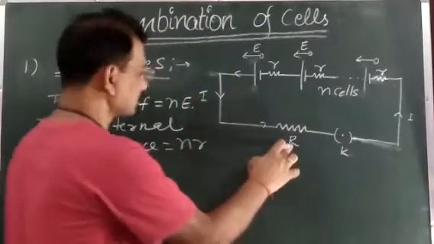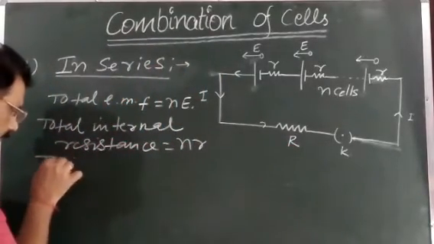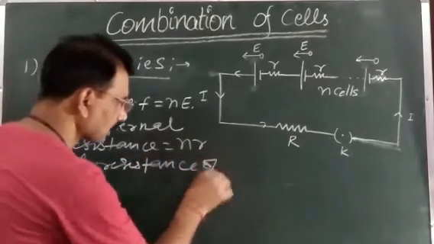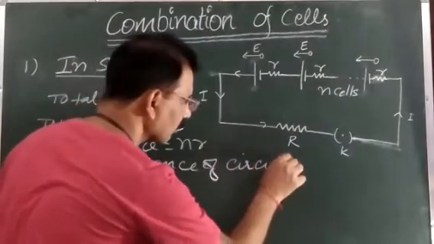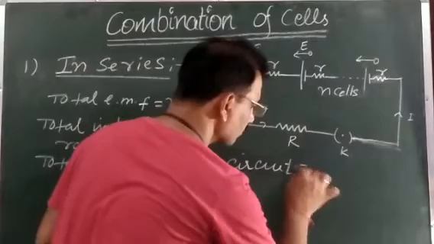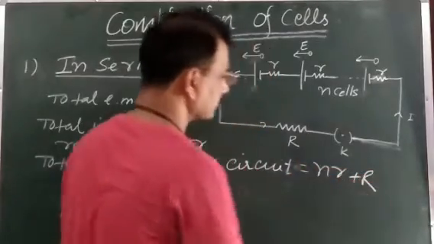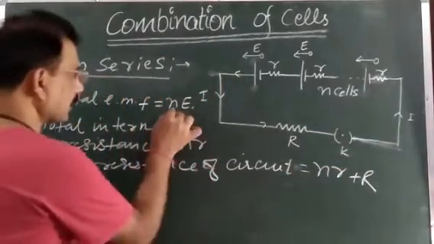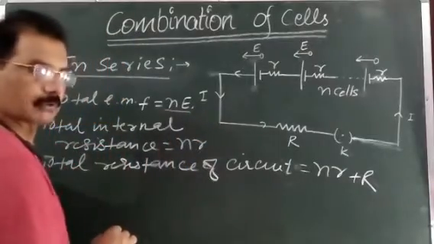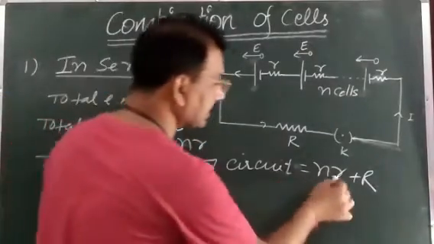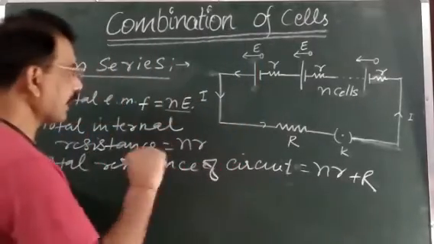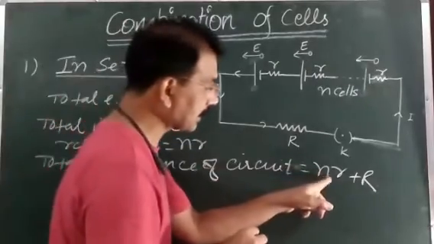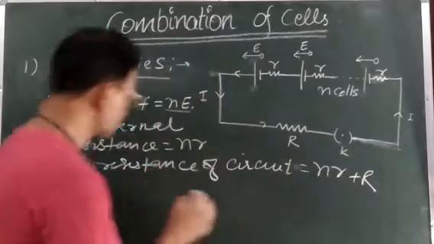Now this total internal resistance is connected with capital R in series. So the total resistance of the circuit is nr plus R. Here nr is the total internal resistance and capital R is the external resistance. It means the total EMF of the cells is nE and the total resistance of the circuit is nr plus R. Now you can assume you have a battery of EMF nE which sends current in the resistance nr plus R.